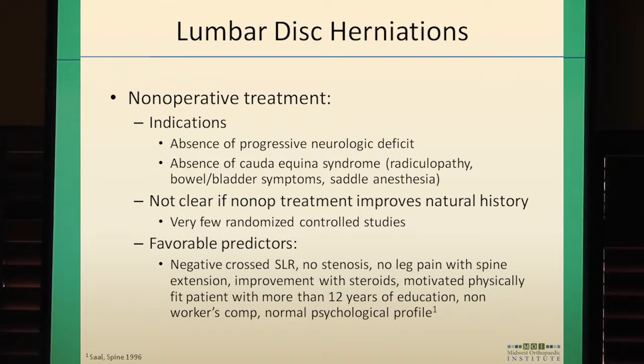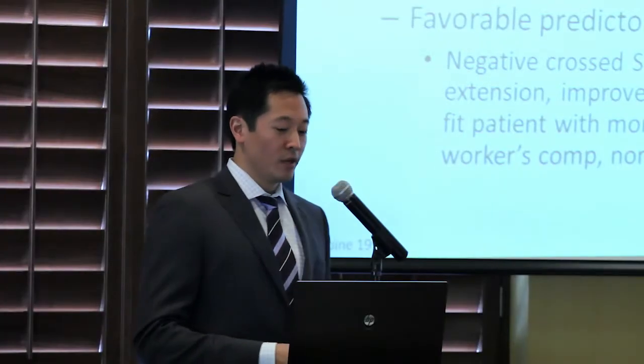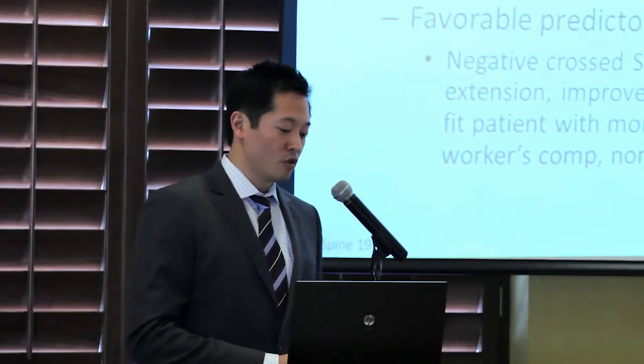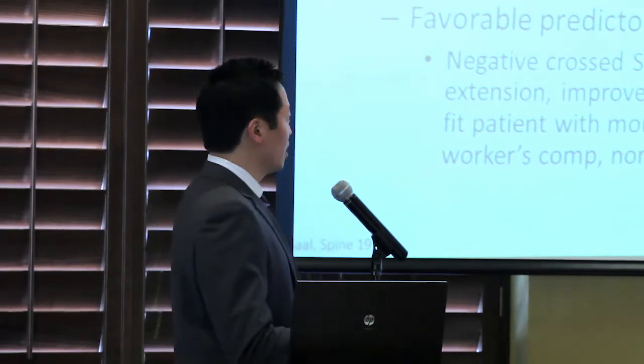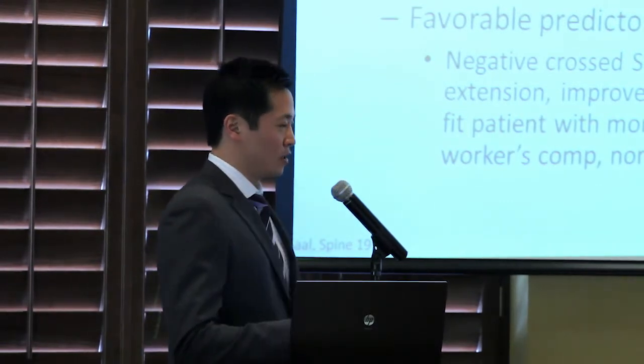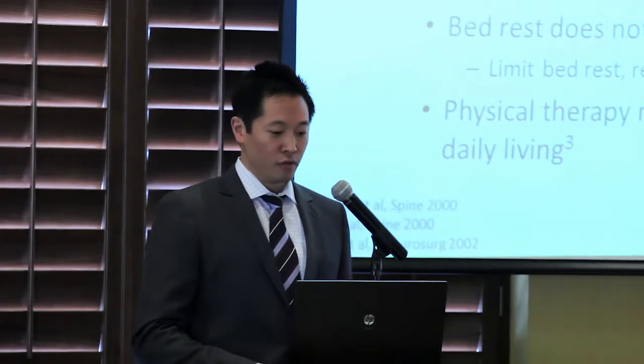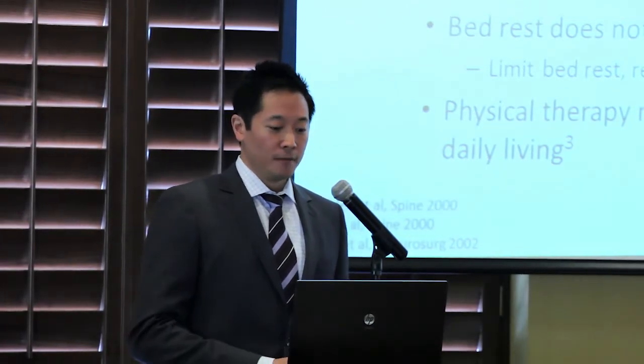It's kind of jumbled. There are a lot of different things that can predict better outcomes, but in general, things like patients who are motivated physically, patients who have more than 12 years of education, non-workman's comp, normal psychological profile. There are a lot of things that come into why patients feel pain and how they respond to their pain. Knowing these favorable predictors really doesn't change how you're going to treat patients anyway, so it's not sure how useful that is. But in any case, how do you start?